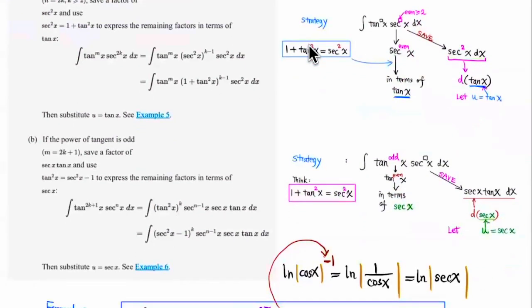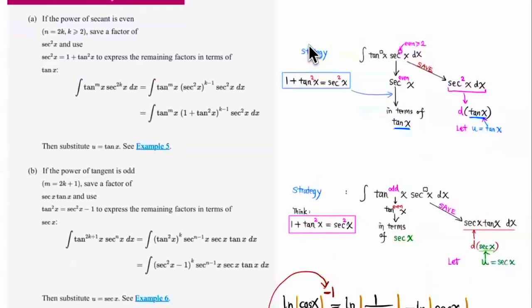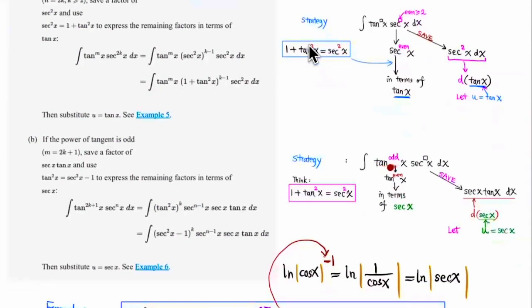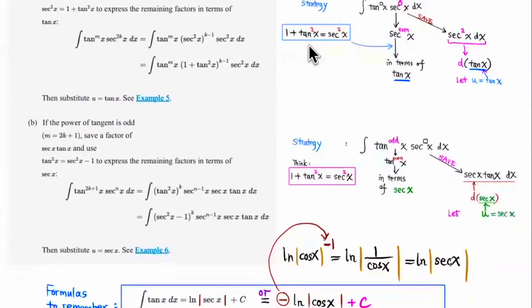So the trick to remember that is to think about this trig identity. When you see this type of integral, tangent times secant, think about this trig identity. Notice the exponents on tangent and secant are even. If the exponent on tangent here is odd, then you want to save a tangent x together with dx, so then the remaining exponent on tangent will be even, so you can use this identity.